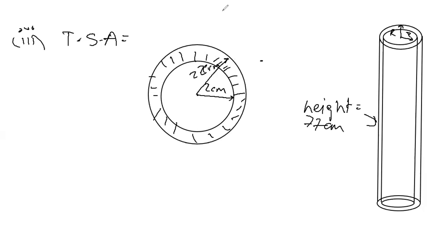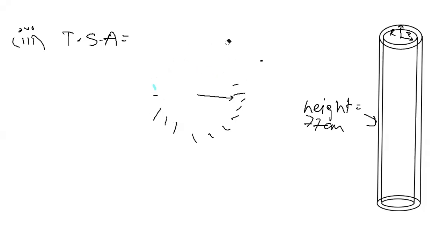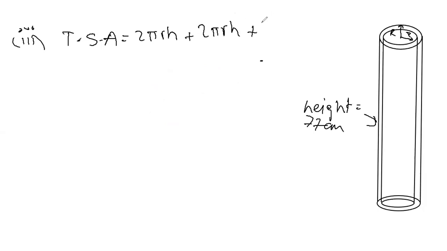And now it is asking us the total surface area of the cylinder. Okay, so the total surface area, if you remember the formula, but in this case, we will try to alter the formula a little bit. So 2 pi RH plus 2 pi RH plus 2 pi (capital R square minus small r square). Okay.